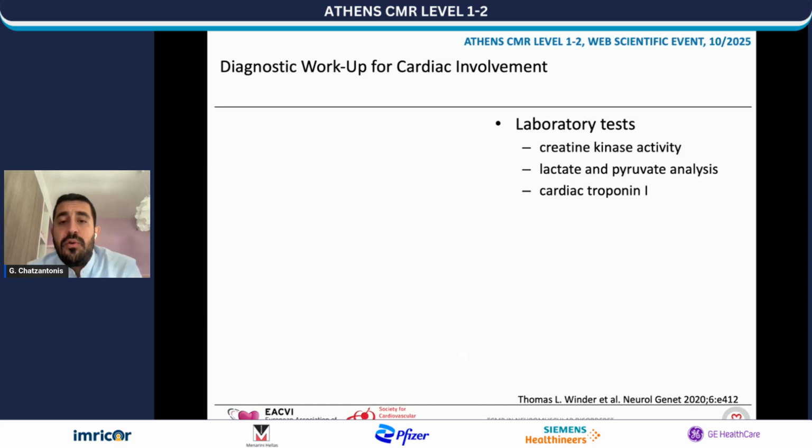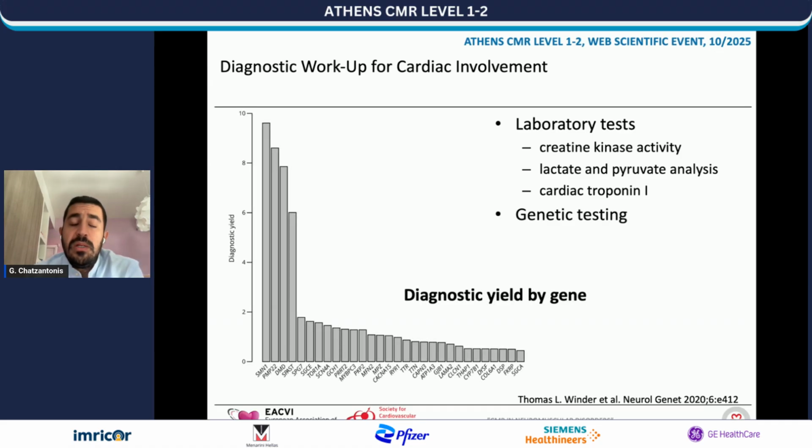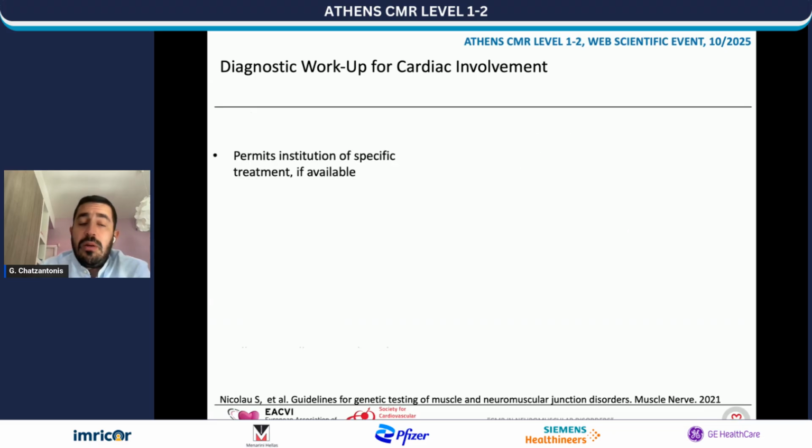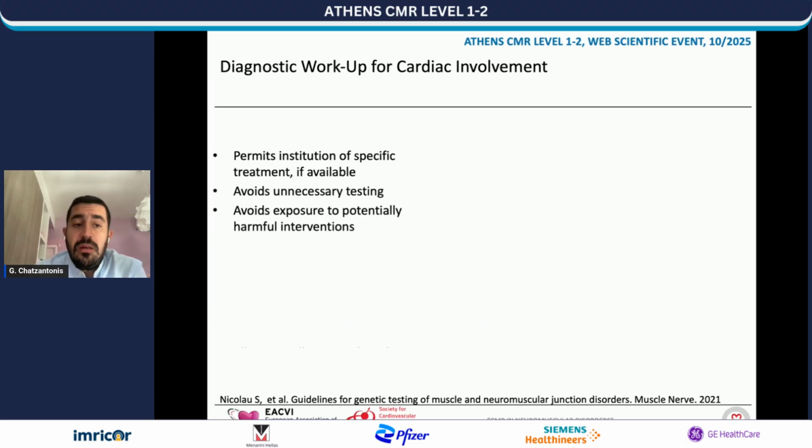Laboratory tests are important. See creatine kinase activity, lactate and pyruvate analysis, but also cardiac troponin. Genetic testing plays also a significant role. It's not that easy. Only 20% of the NMD patients do finally get a diagnosis with gene testing, but one should be done and plays a key role because it permits institution of specific treatment if available. Maybe we can avoid unnecessary testing and exposure to potentially harmful interventions.